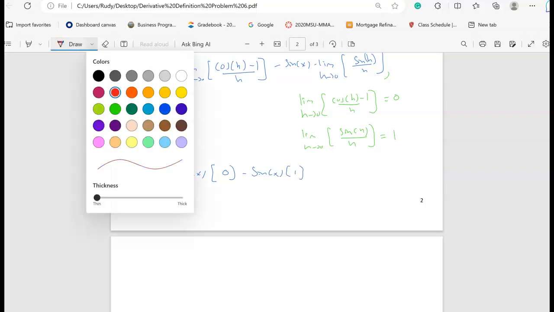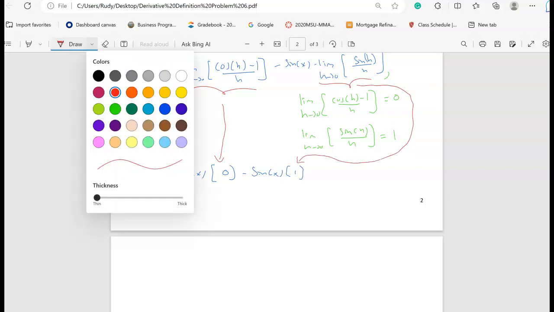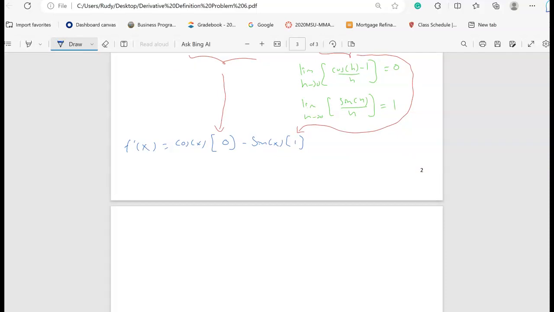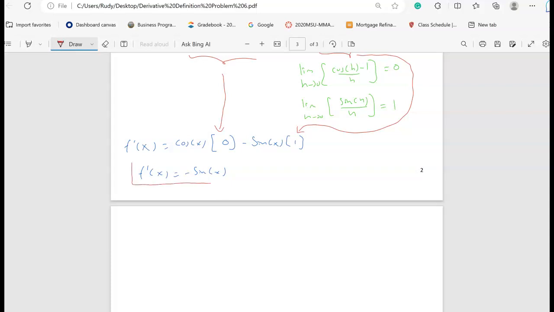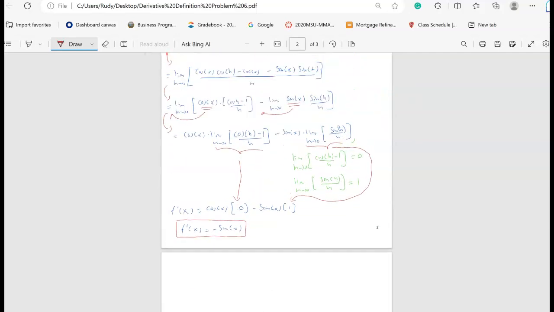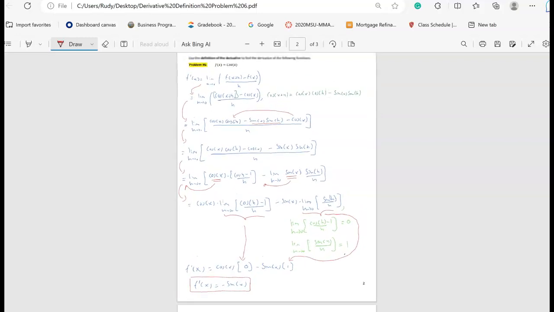And then this portion, in terms of the limit, goes to 0. This portion happens to go to 1. And then for this particular problem, we're done. f prime of x is equal to negative sine of x. That's going to be our solution, our actual limit. This one was a little bit messy, but it actually converges to just the negative sine for the values of cosine of x.